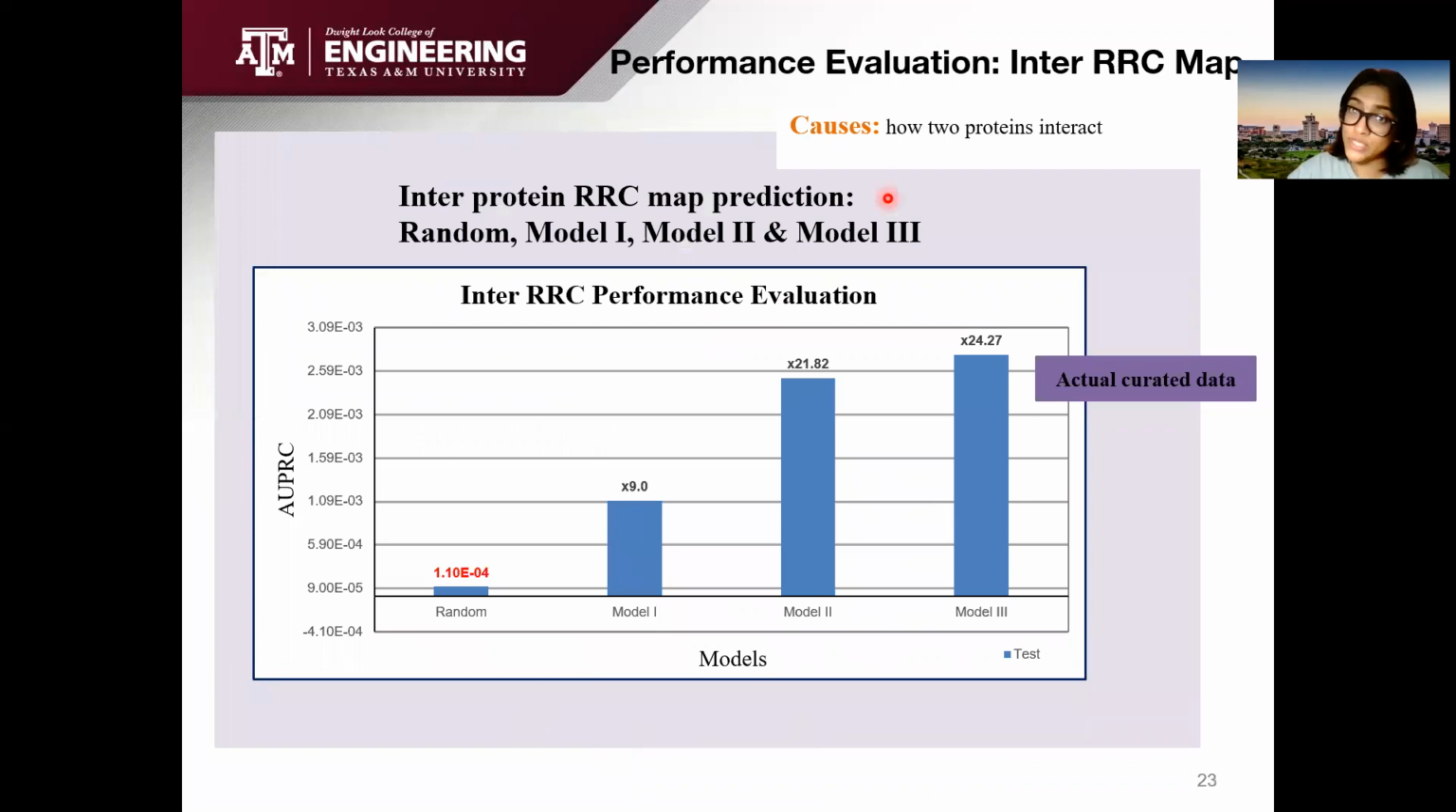While predicting the causes, how proteins interact with each other, or the inter-RRC map, models 1, 2, and 3 have been compared with the random. Randomly, we have one positive residue-residue contact out of 10,000 contacts. Model 1 performs 9 times better than random. Model 2 performs almost 22 times better than random. And model 3 performs 24 times better than random.